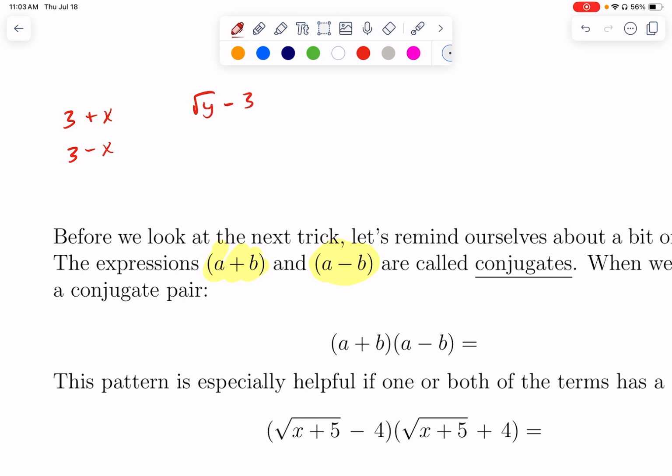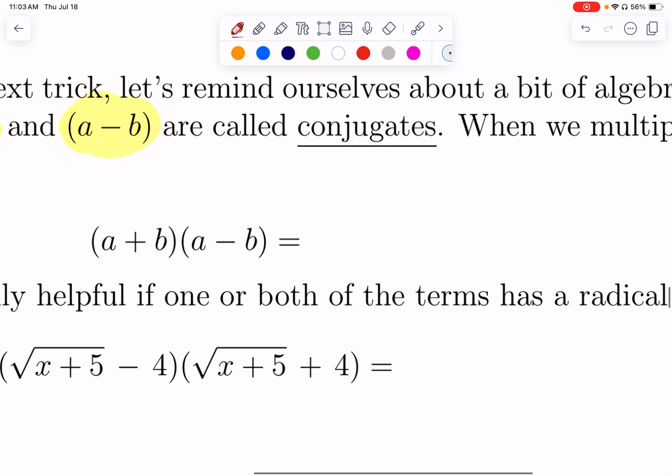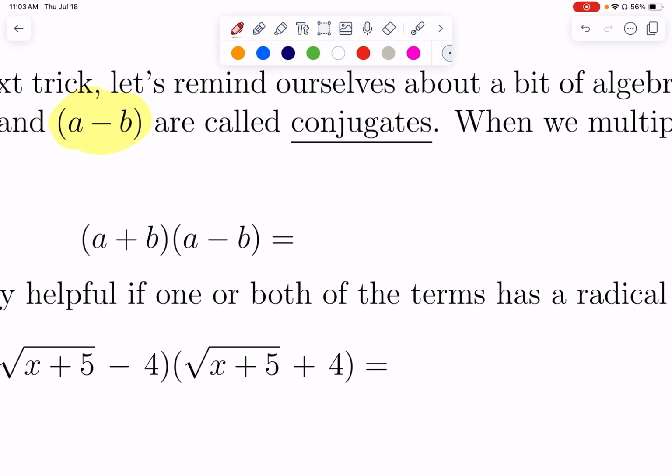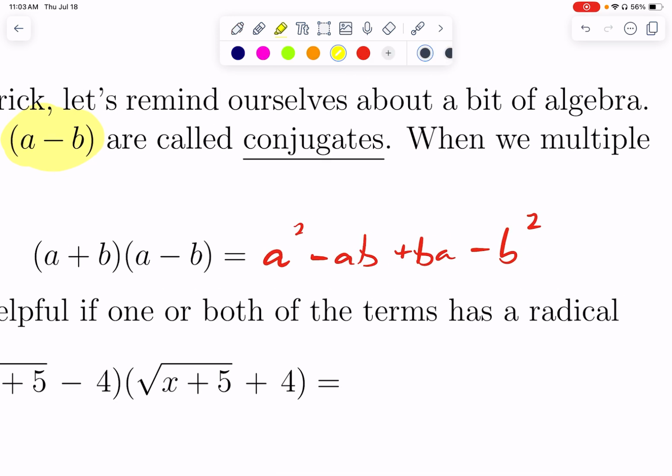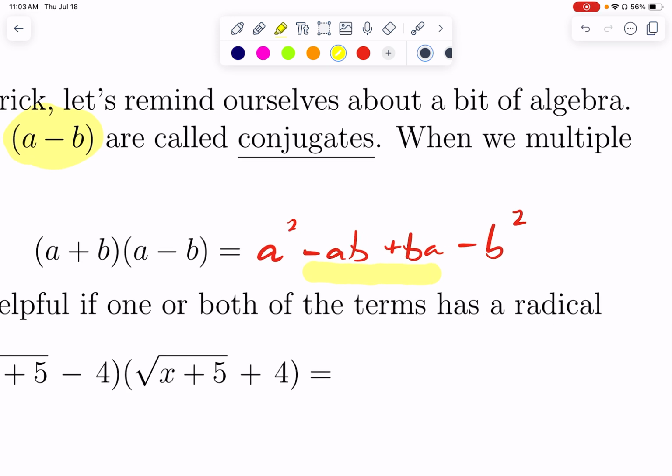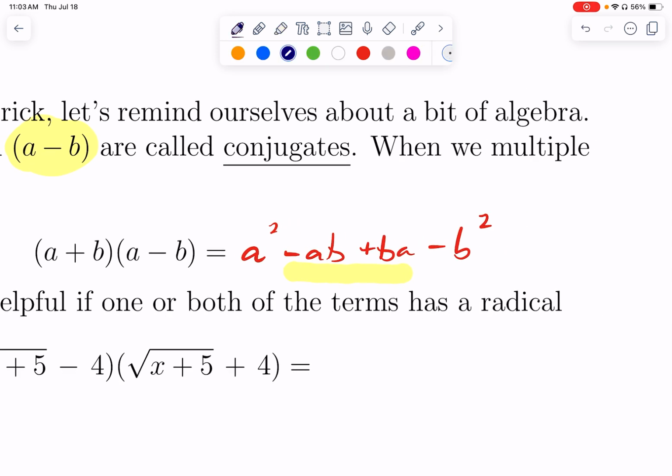If I have the square root of y minus 3 and the square root of y plus 3, that's a pair of conjugates. And something you ought to have at your fingers, maybe this is algebra you've seen before and forgotten, I'm pretty sure you've seen it. If we multiply together a pair of conjugates like this, if we FOIL this out, firsts, outers, inners, lasts, what we'll notice is these two middle terms cancel each other out, and what we're left with is the first thing squared minus the second thing squared.